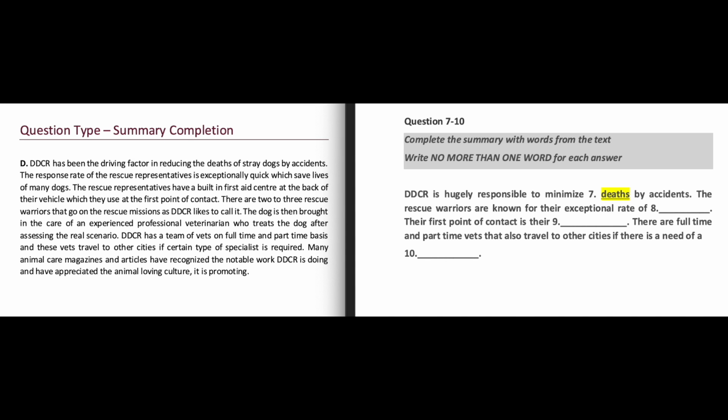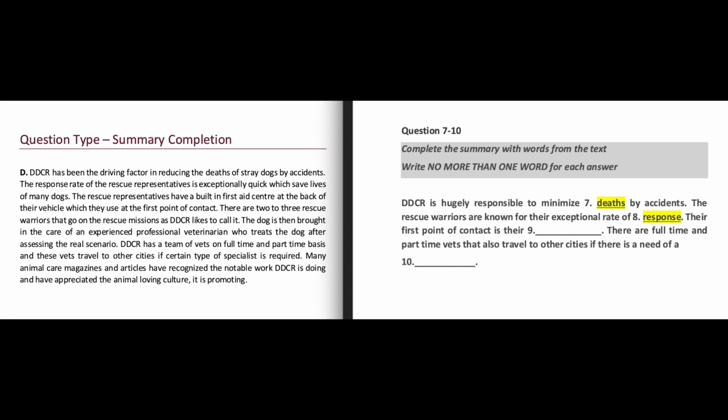Now let's look at the next line. The rescue warriors are known for their exceptional rate of dash. Now they are talking about rescue warriors, and they do something which is very exceptional. So we have to look for an exceptional thing in the text. Now, if you go to the paragraph and read the paragraph, it says the response rate of the rescue representatives is exceptionally quick, which saves lives of many dogs. So now the thing that they do exceptionally good is the response rate. So the exceptional rate of response would be the correct word.